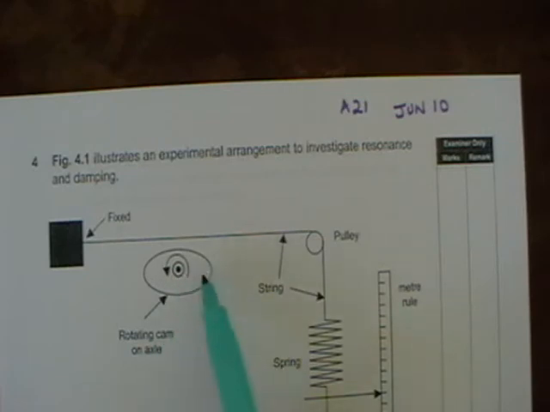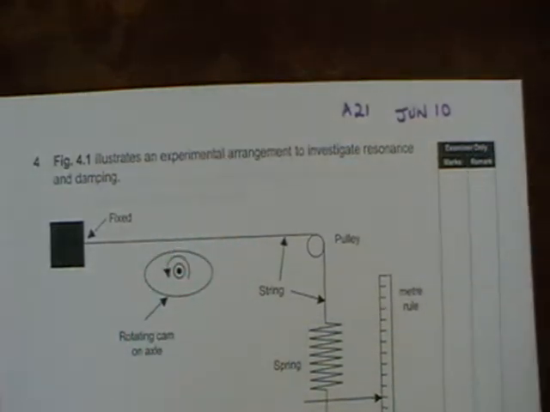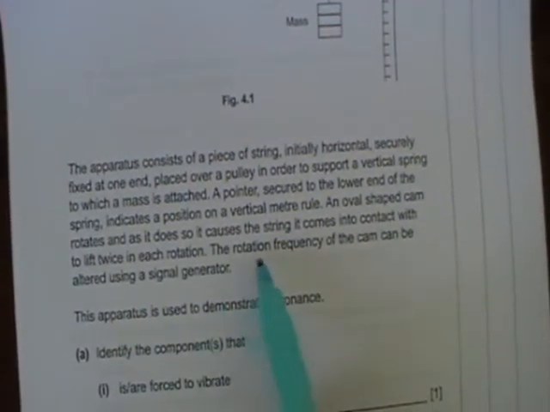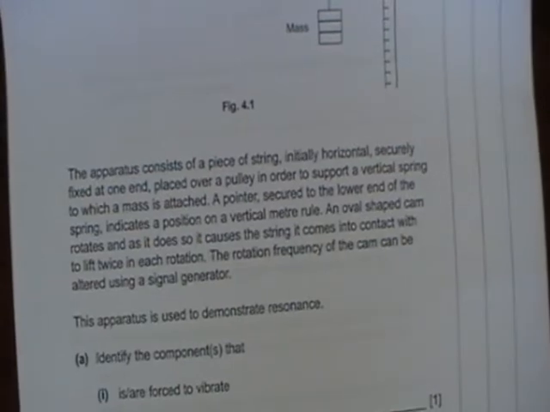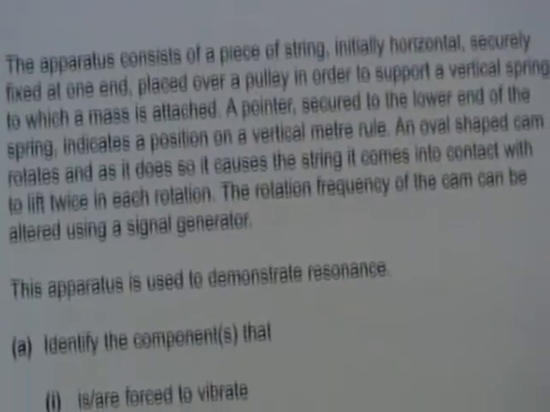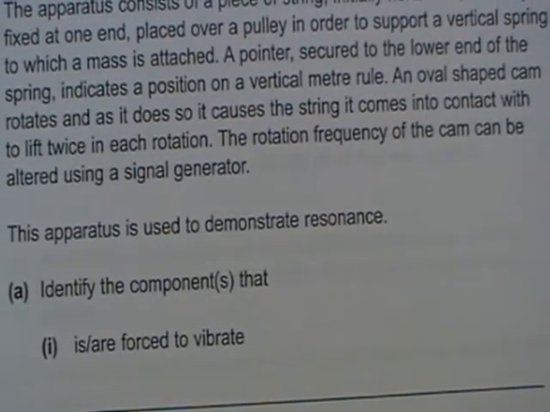It's called a cam, and every time it turns over, because it's oval shaped, it'll make a bump on the string and it'll cause the string to vibrate. So it's going to do that twice for every rotation. The rotation frequency of the cam can be altered using a signal generator, so you can make it smaller or larger. This apparatus is used to demonstrate resonance.